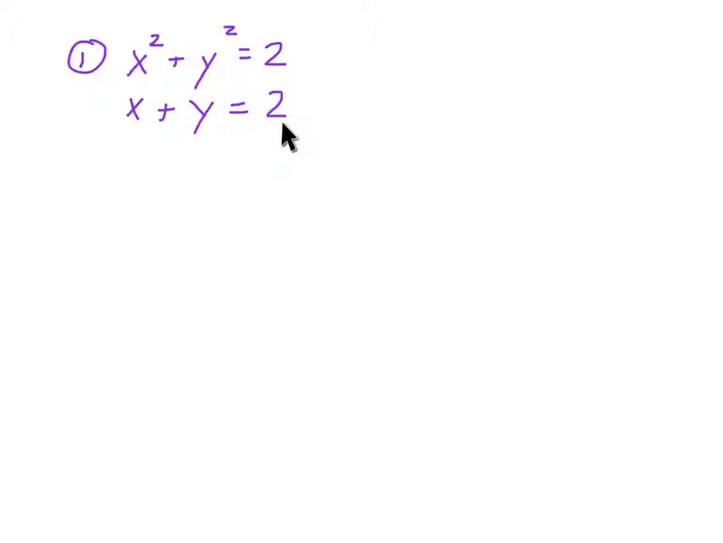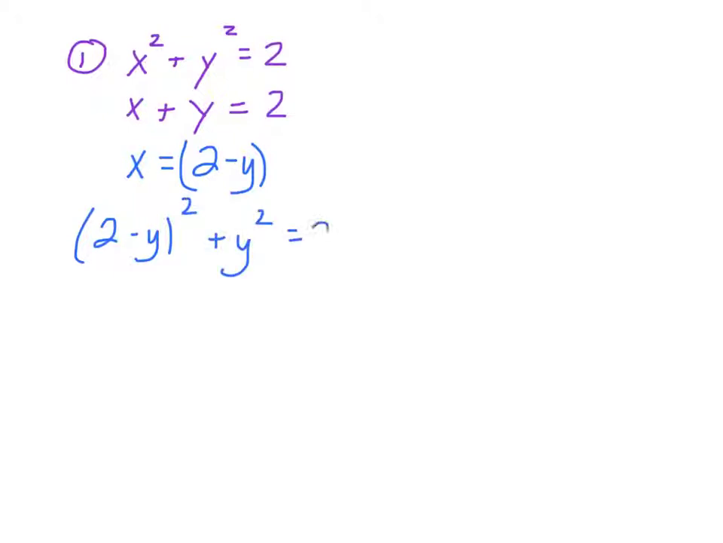I'm going to use substitution for this. So that means that I'm going to solve this bottom equation. Let's do it for x. So 2 minus y, or negative y plus 2. Either way, that's what I'm plugging in for x. So 2 minus y, the quantity squared, plus y squared equals 2.